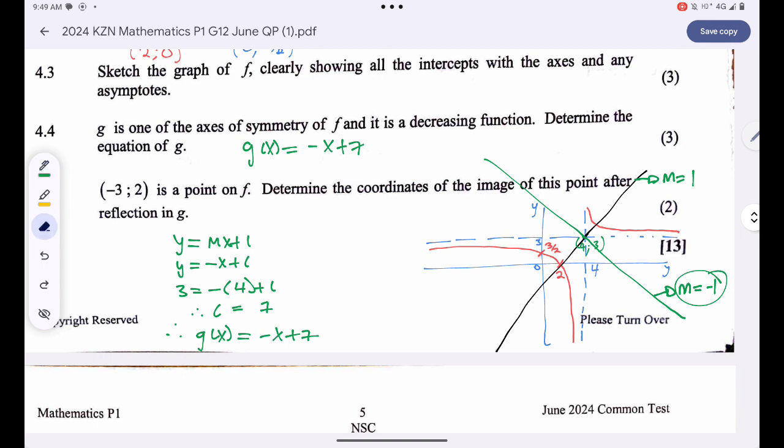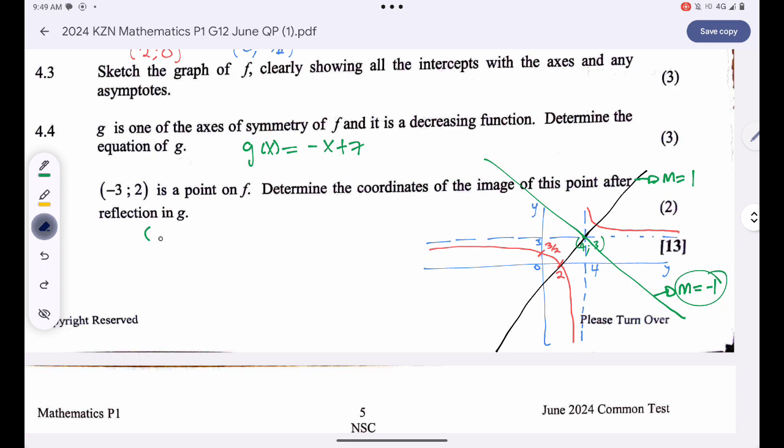Okay, and then now we are told that (-3; 2) is a point on f. Determine the coordinates of the image of the point after the point is reflected on the line of g of x. Né? Okay, this is our reference for the reflection. Né? It's simply -x plus 7. This is our reference altogether.